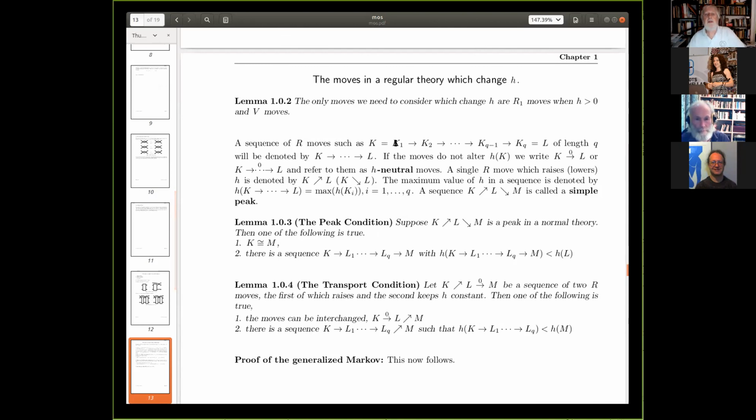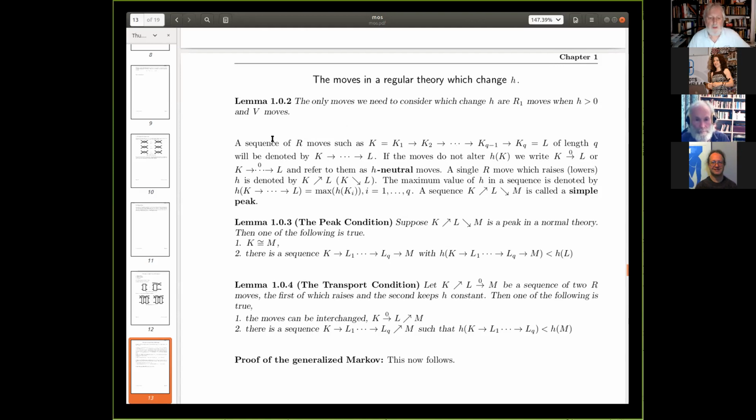Now, the moves in a regular theory which change H, now by a sort of preparation lemma. The only moves we need to consider which change h are R1 moves when h is greater than 0 and V moves.